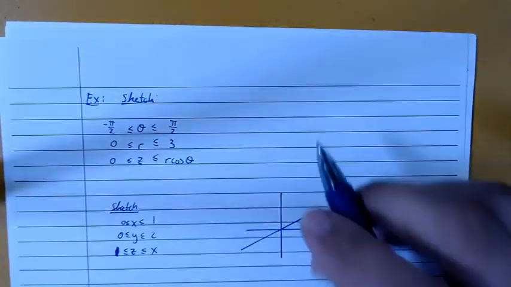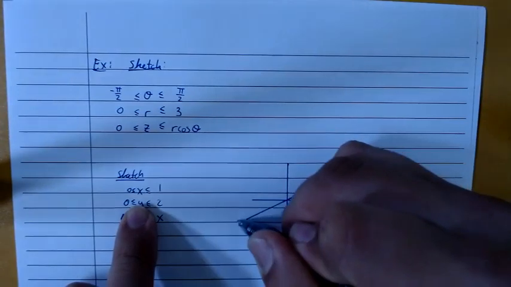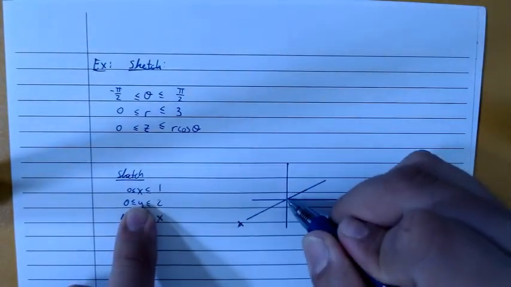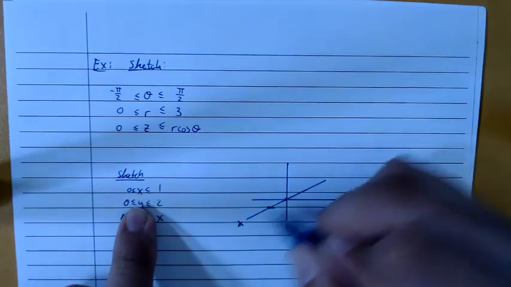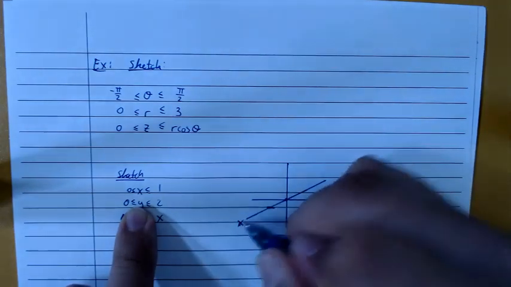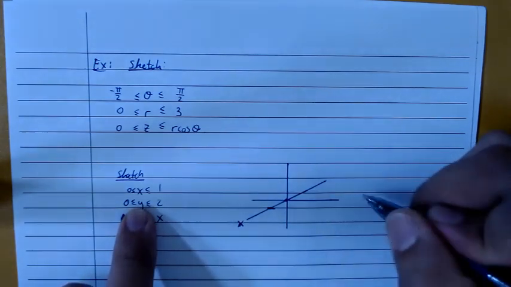Okay. X is between 0 and 1. So here's my x-axis. When x is equal to 0, I'm at the origin. When x is equal to 1, I'm one step toward us, out of the page, away from the origin.